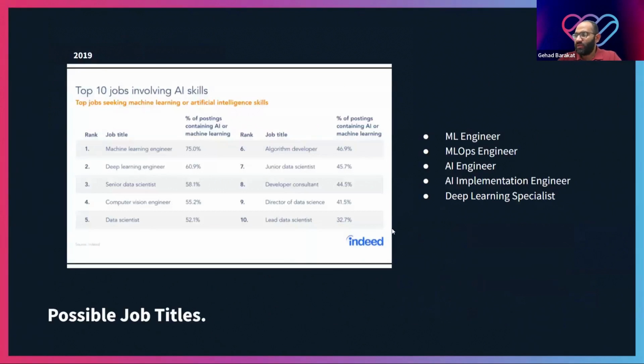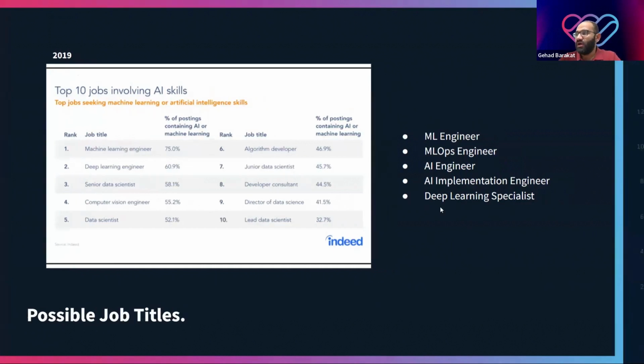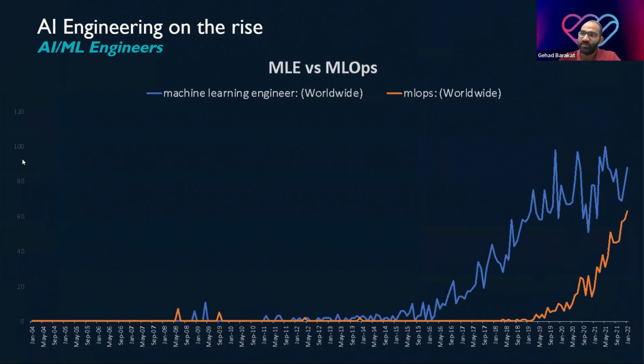And Indeed has shared the top jobs involving AI, and the top of them is the machine learning engineer, then deep learning engineer, senior data scientist, computer vision engineer, and as you can see, 3 of the top 10 jobs in the data world are covered already in our boot camp, especially machine learning engineering. So you might be able to do a lot of roles in the market, plus MLOps, which is experiencing high demand these days.